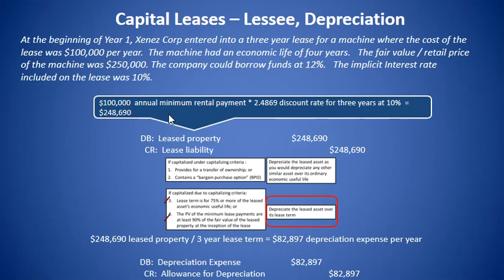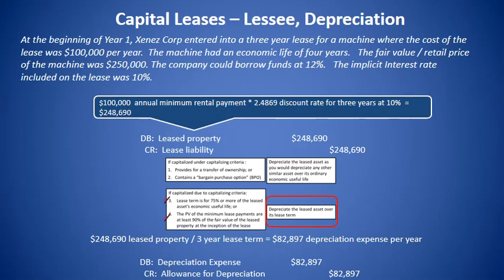And again, if we calculate the present value of our annual minimum rental payments, which is all we're going to need to value the lease, it's going to come out to $248,690. So we would debit leased property for $248,690, and we would credit our lease liability for $248,690.